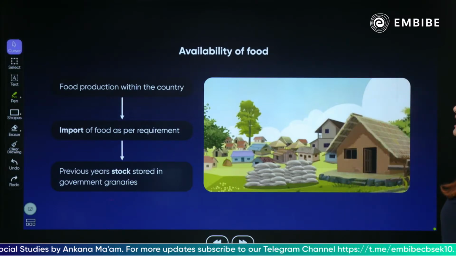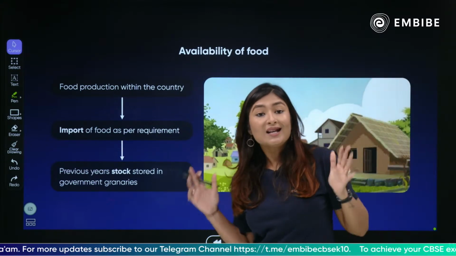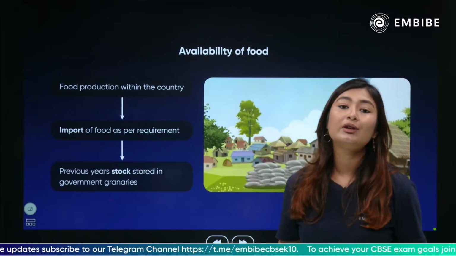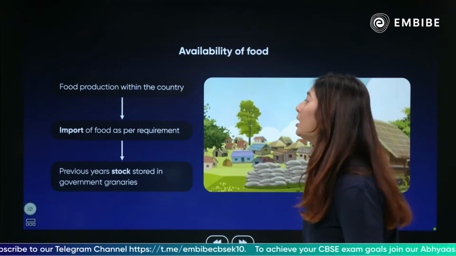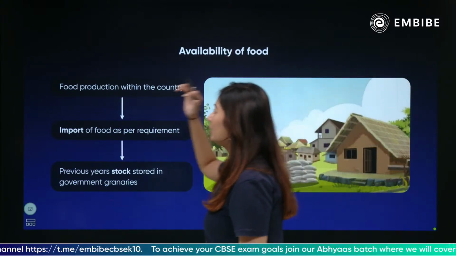Now, अब हर एक dimension को detail में समझते हैं. Availability का क्या मतलब है? That there is enough food for everybody's need, right? So, food production within the country is what is availability of food.